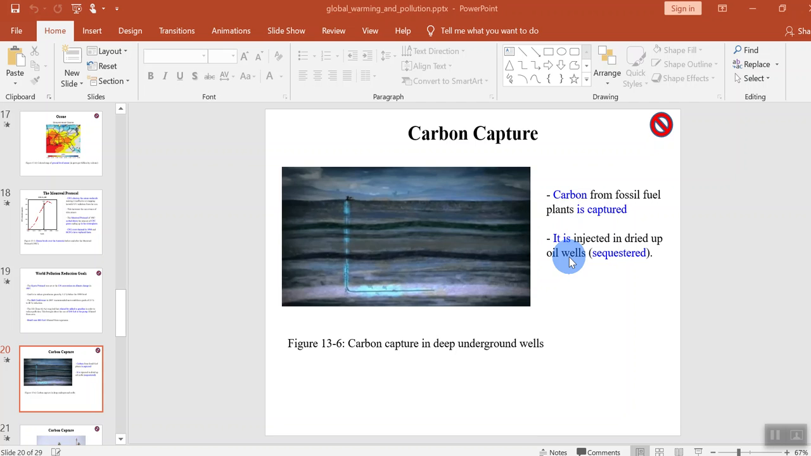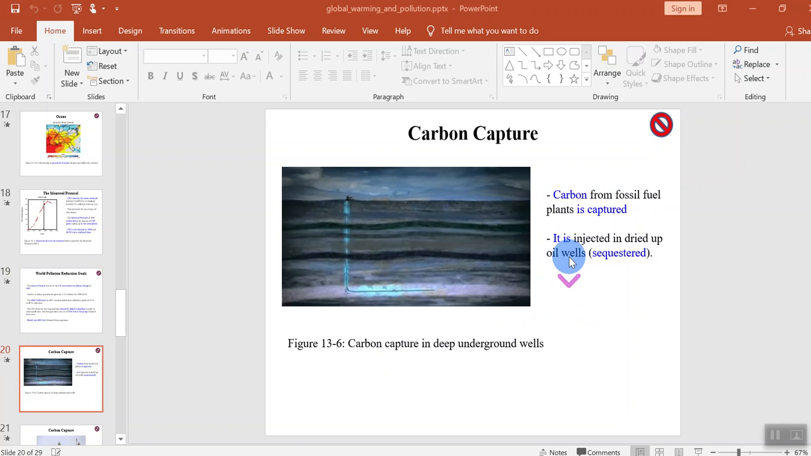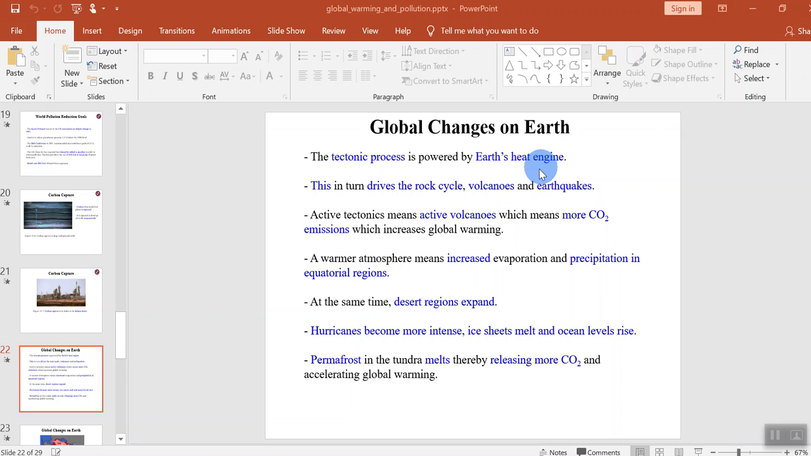Skip this one. Okay, so skip these two. Global changes on Earth. We said tectonic process is powered by Earth's heat engine. Plate tectonics and subduction and so on. And this in turn drives the rock cycle.